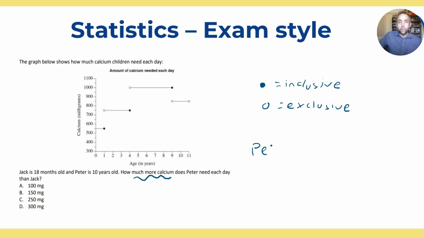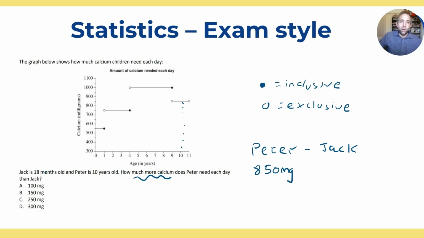So we're going to find Peter's score and we're going to find Jack's score, and we've got to subtract Jack's score from Peter's. Peter is 10 years old, so if we go up from 10, that's going to be this one here, which is going to be 850 milligrams. So Peter needs 850 milligrams.